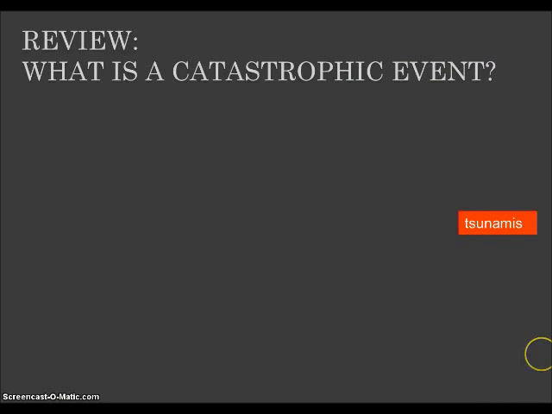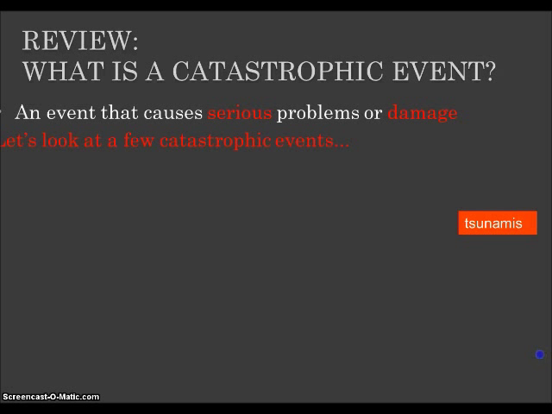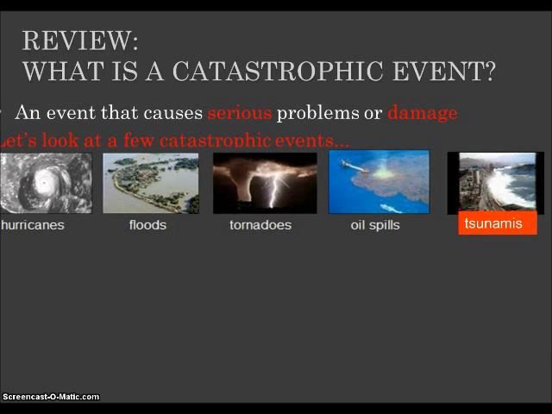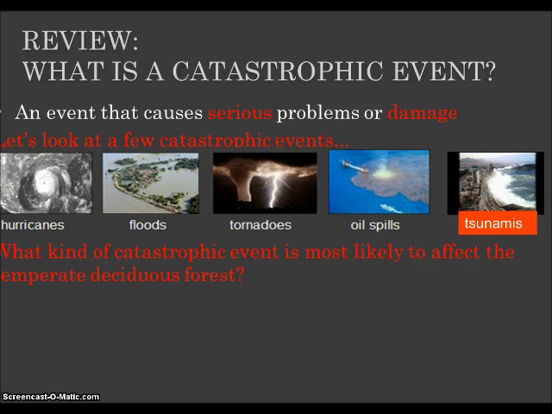All right, now let's think about catastrophic events. This is also one of our vocabulary words, I think, from the last unit. And the definition of a catastrophic event is an event that causes serious problems or damage. And here's a few of them. We have hurricanes, we have floods, we have tornadoes, we have oil spills, we have tsunamis. And what kind of catastrophic event is most likely to affect the temperate deciduous forest?